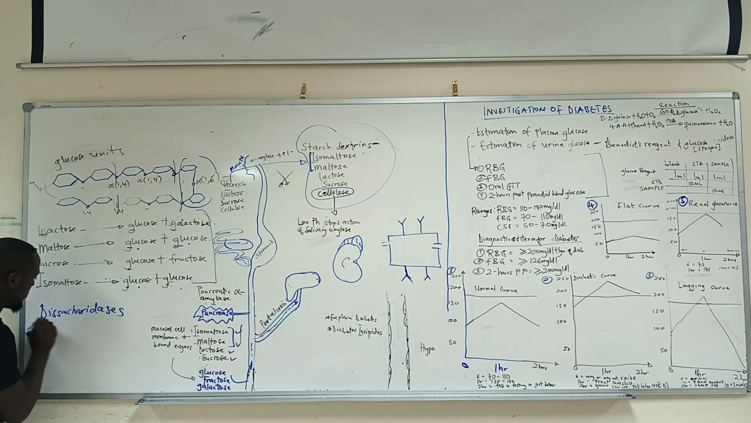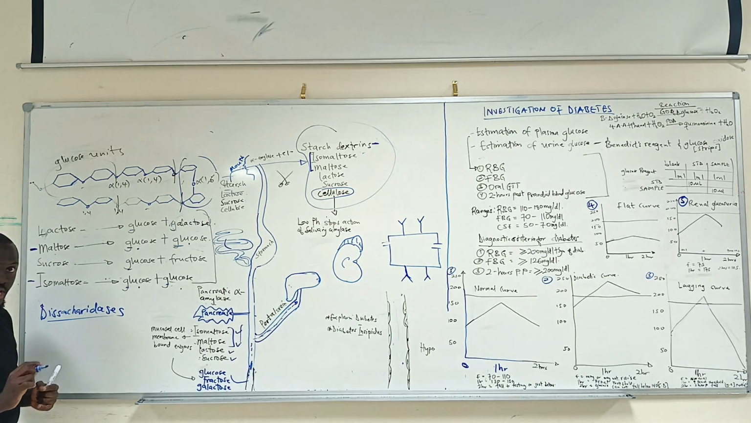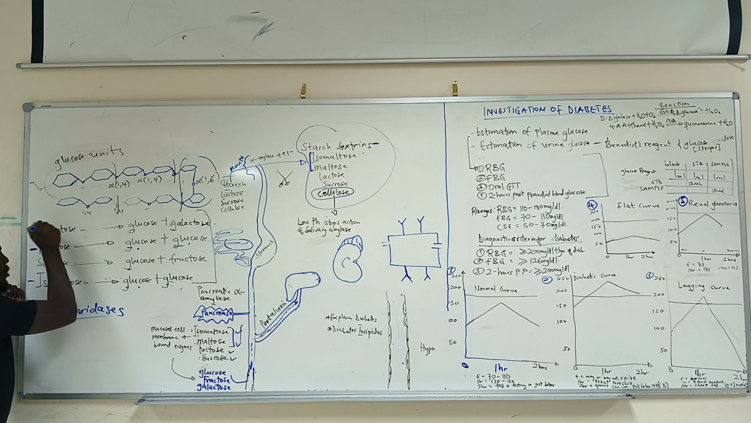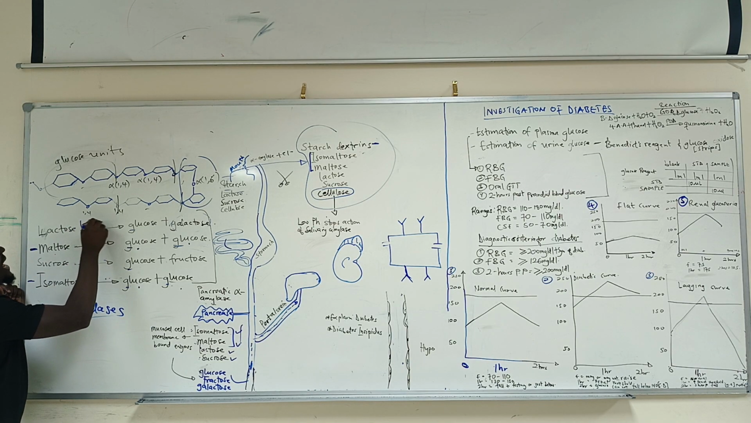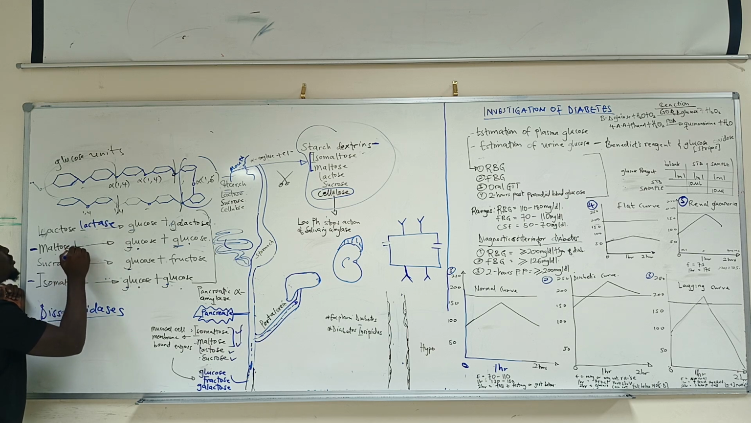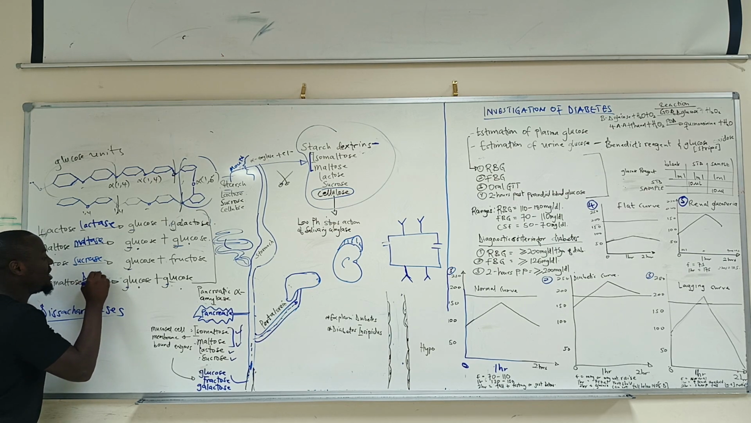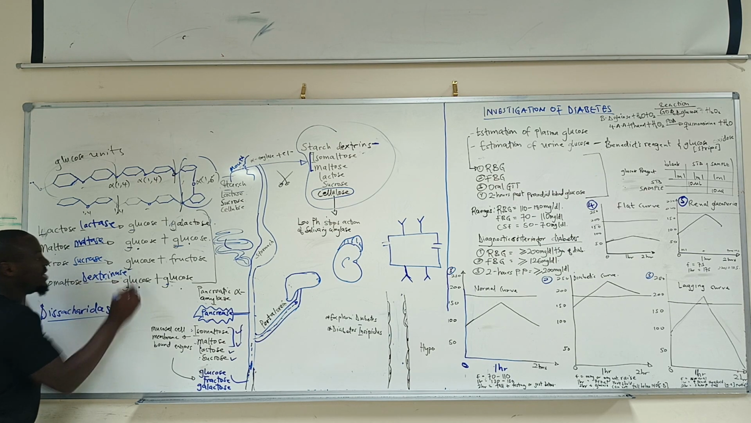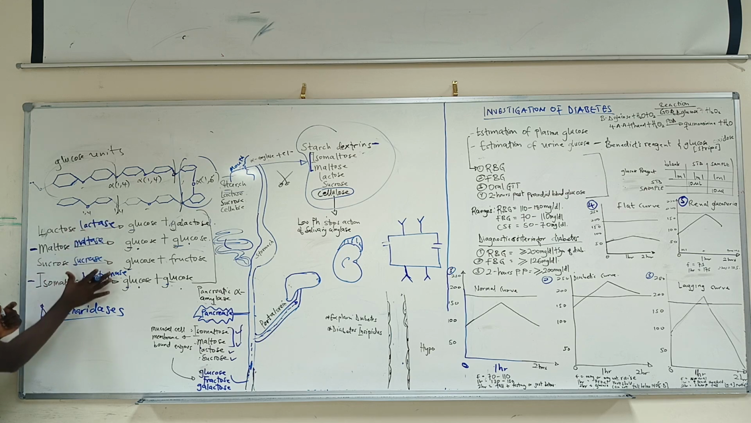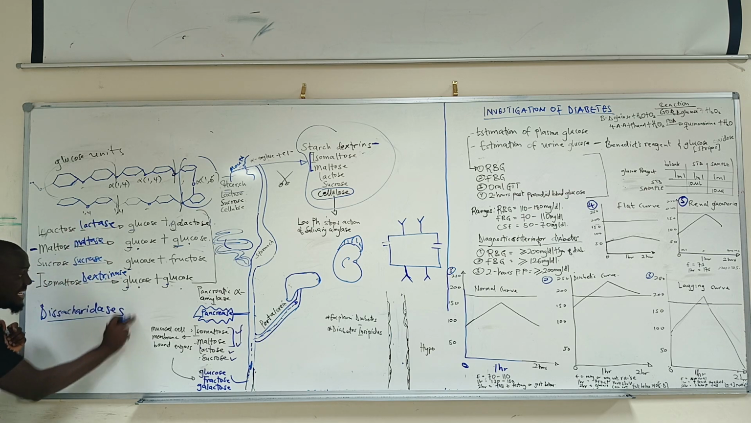Disaccharidases. This is the name of the enzyme collectively, but specifically, they have their own names. So look on the board. For lactose, we have an enzyme called lactase. For maltose, we have an enzyme called maltase. And for sucrose, we have an enzyme called sucrase. And for isomaltose, I know what they are thinking. That is not it. But we have an enzyme called dextrinase. So all these enzymes are collectively referred to as disaccharidases.